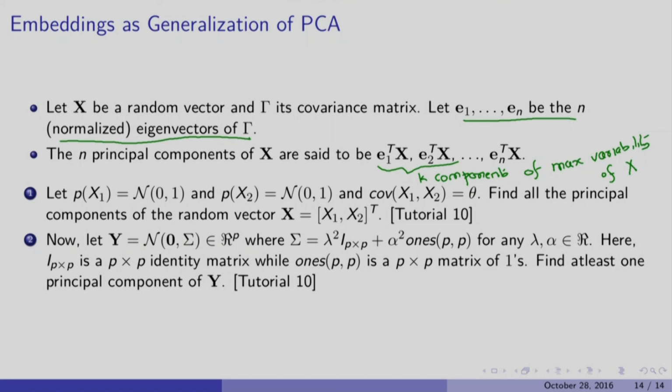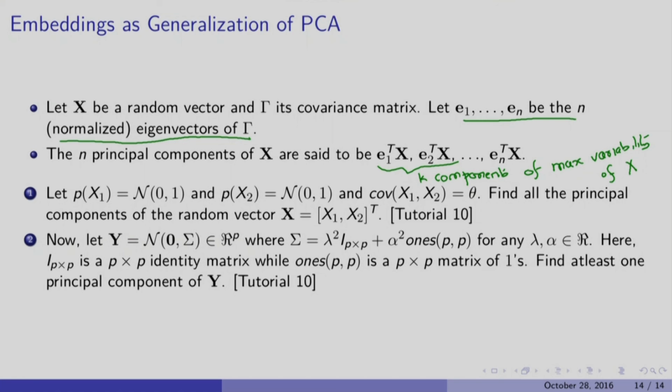Here are some homework problems for you. So let X, the random vector, be generated using a vector of Gaussians. So x1 is Gaussian centered around mean 0 with standard deviation 1. Similarly, x2 is also Gaussian centered around 0 with standard deviation 1, and let us say the covariance between the two random variables x1 and x2 is theta. You should find all the principal components of the random vector X, the two dimensional random vector X.